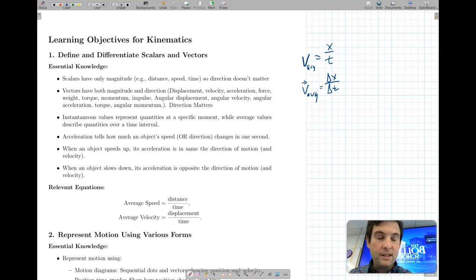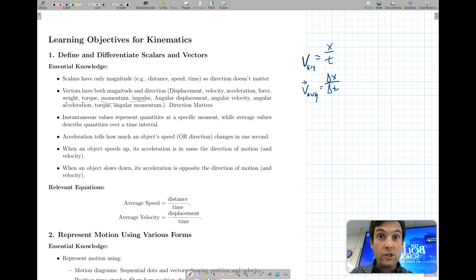All of our vector quantities are listed in the parentheses there: displacement, velocity, acceleration, force, weight, torque. We haven't talked about torque yet. Momentum, impulse. That's what we are going to cover on the midterm exam. Everything else comes after the break.